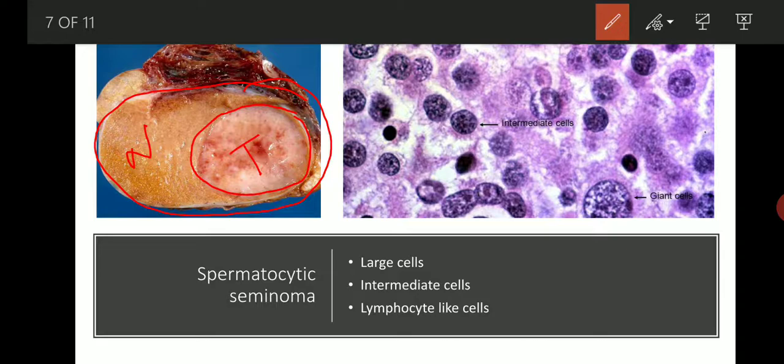Microscopically it is characterized by three things, that is, it shows three different types of distinct cells: a large cell, an intermediate size cell, and a very small lymphocyte-like cell. So there is a combination of large cell, intermediate size cell, and small lymphocyte-like cells. This is very characteristic of spermatocytic seminoma and does not show you the typical lymphocytic infiltrate that you see in classical seminomas.